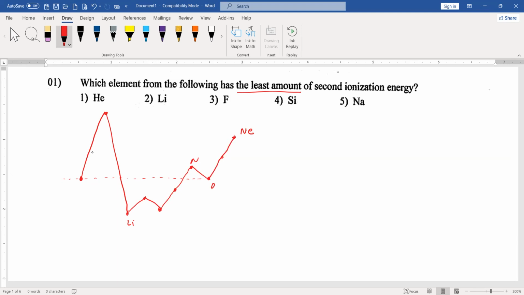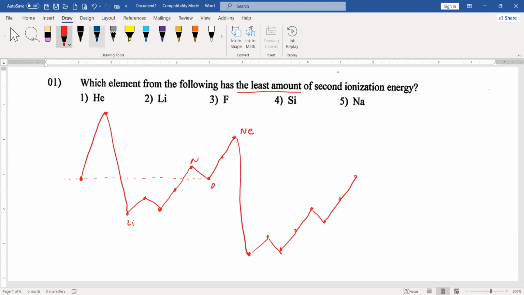Then again, when we consider from sodium onwards, the sodium will have lower ionization energy than lithium. So sodium, magnesium, aluminium, silicon, phosphorus, sulfur, chlorine, and argon. So we can connect these lines also. Then the graph will be like this.